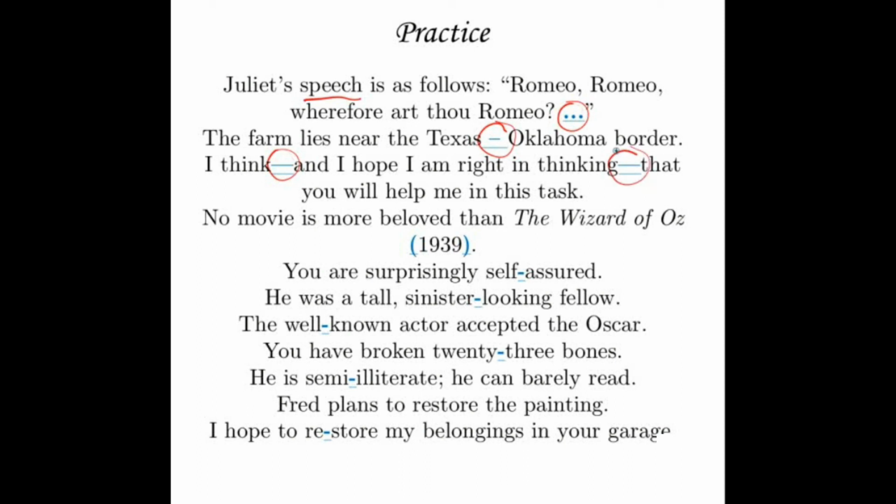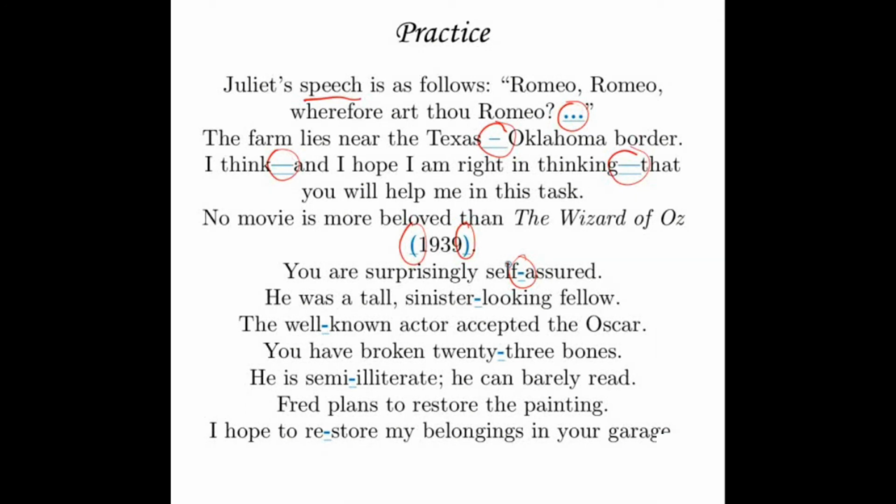Next sentence. No movie is more beloved than The Wizard of Oz, 1939. Well, that 1939 is extra information at the end of the sentence, so we stick the year in parentheses, just in case anybody doesn't know what year The Wizard of Oz came out. Next sentence. You are surprisingly self-assured. Well, remember, you use a hyphen after self in pretty much any word that's not selfless or selfish, so of course, self-assured gets hyphenated.